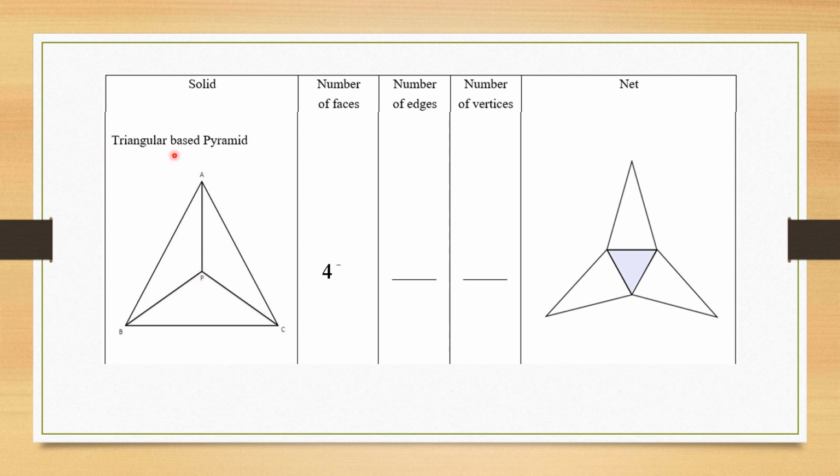Here we have a triangular base pyramid. And if we look at the net, it has 4 faces. So that's 1, 2, 3, 4. Number of edges: we can use the actual shape. So edges are these 1, 2, 3, 4, 5, 6. So there are 6 edges. Now we come to vertices. Let me use a different color. That'll be 1, 2, 3, 4. So that is 4.